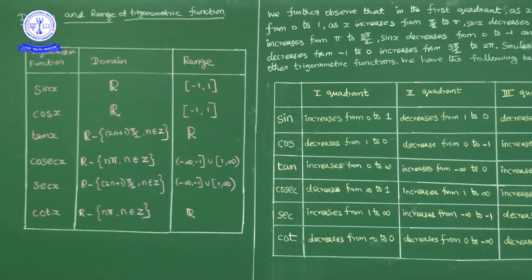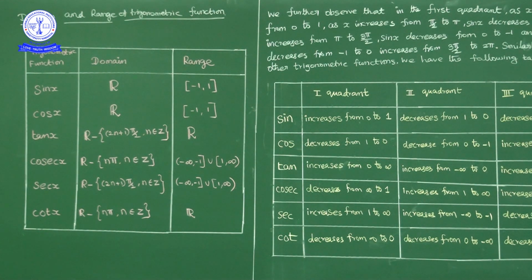Sin 0 is 0, sin pi is 0, sin 2 pi is 0, sin 3 pi is 0, sin minus pi is 0, sin minus 2 pi is 0. Okay, so whenever sin x is 0, cosecant x is not defined. Sin x is 0 for integral multiples of pi.